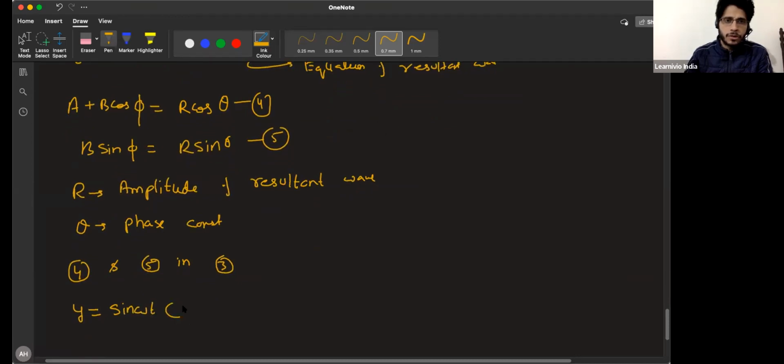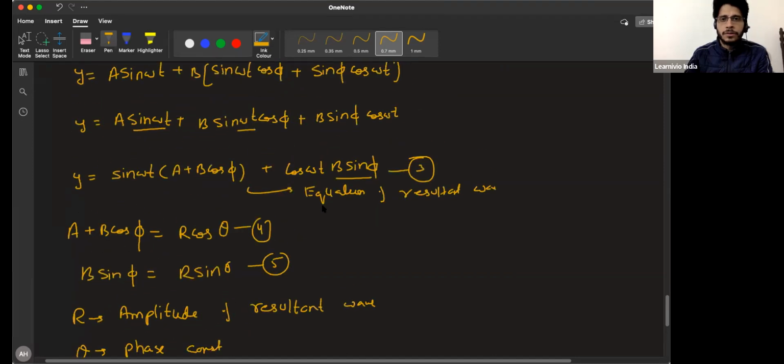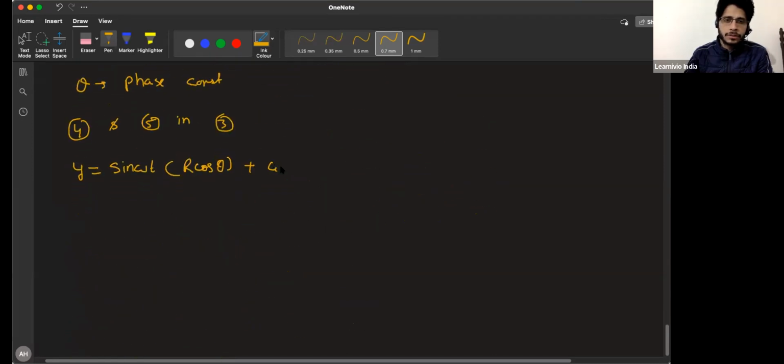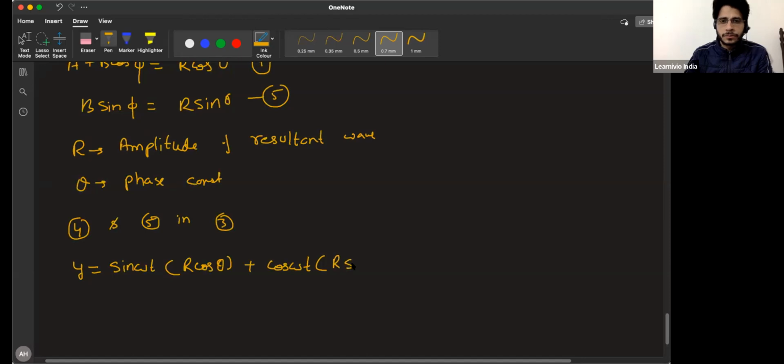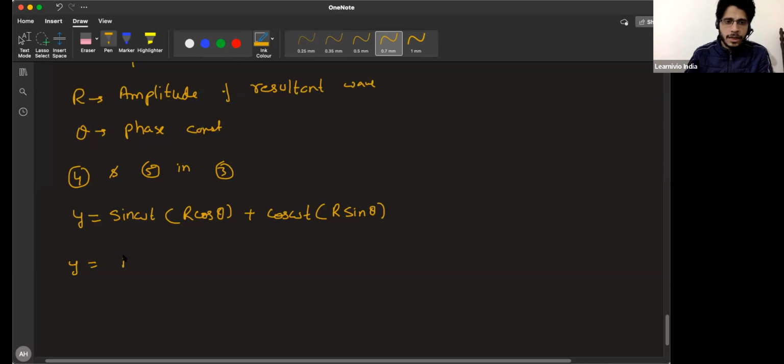A plus b cos phi is r cos theta, plus cos omega t, b sine phi is r sine theta. Next, we can take this r as common. I know it's a very dry derivation, but you have to do it. This is a 5-marker question. Plus cos omega t sine theta.